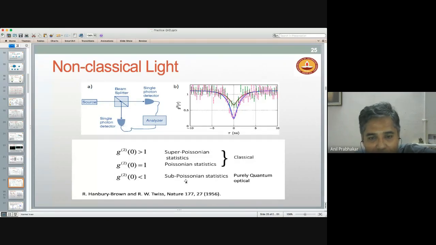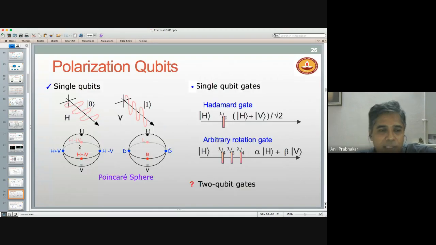And they showed that you can get what are called sub-Poissonian statistics. Sub-Poissonian statistics is where this dip is very pronounced and it goes less than 1. But today, in some cases, we'll say that it goes less than half. So this is one way of measuring whether the light you're using is classical or quantum.